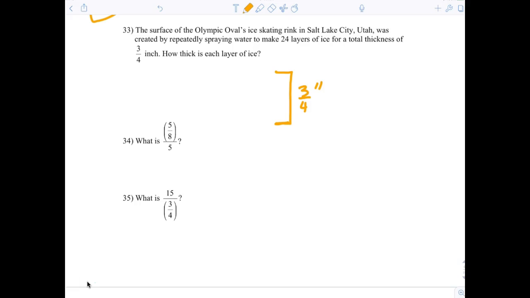Now, does everybody understand that when water freezes, it's going to freeze in what? Layers. Is everybody with me on this? And how many layers are there? 24. So the question is, how thick is each layer, Leighton? What would I have to do? I did 3/4 divided by 24. Exactly correct, guys. 3/4 divided by 24.